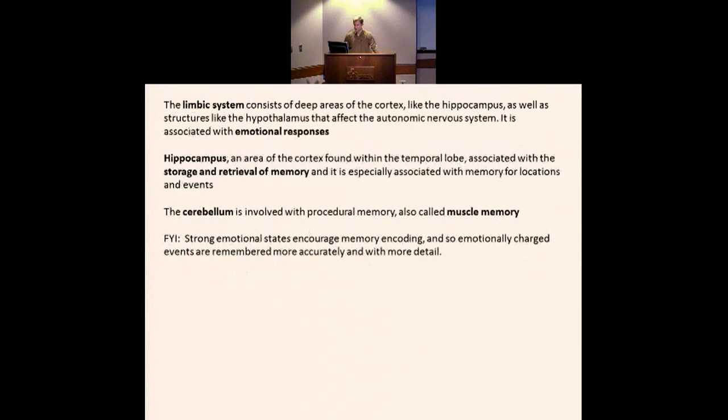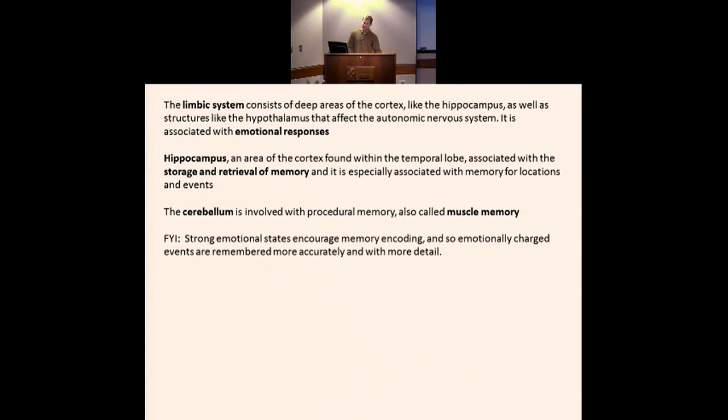Those are special areas there. When you hear limbic system, just think emotional response. It's a part of the cortex that affects the autonomic nervous system associated with emotional response. And then hippocampus: every time I hear hippocampus, I think of storage and retrieval of memory. And then cerebellum has to do with muscle memory. If you just know anything about those, pair those two things together in your mind and you'll be alright.